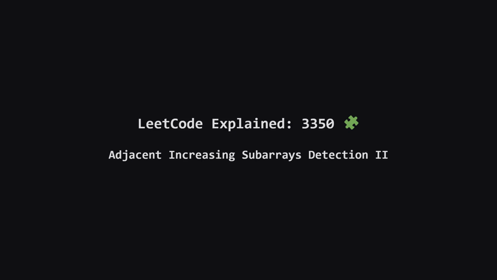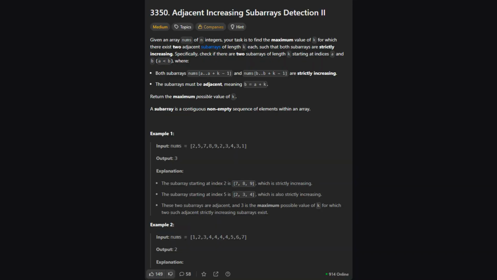Hey everyone and welcome. Today we're tackling a problem called Adjacent Increasing Subarrays Detection II. It sounds a bit complicated, but we're going to break it down into simple, easy to understand pieces. Let's get started. Alright, so here's the official problem description. You can pause and read it if you like, but let me give you the simple version.